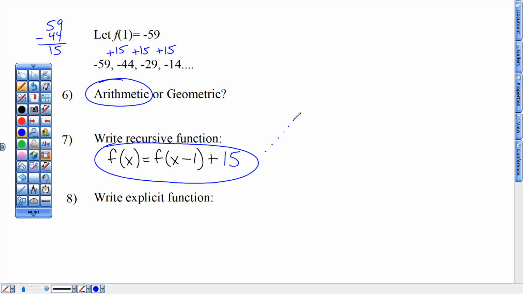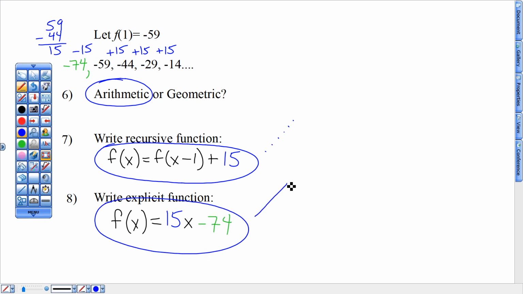If I do explicit, I do the opposite of adding 15. I take away 15 from this negative 59. So if I do negative 59 minus 15, that gives me the number before negative 59, negative 74. So for this equation, the equation is f of x equals that blue 15 right there in front of x minus that 74 number right there. That is the explicit form of this linear equation. That would be a straight line without any dots.